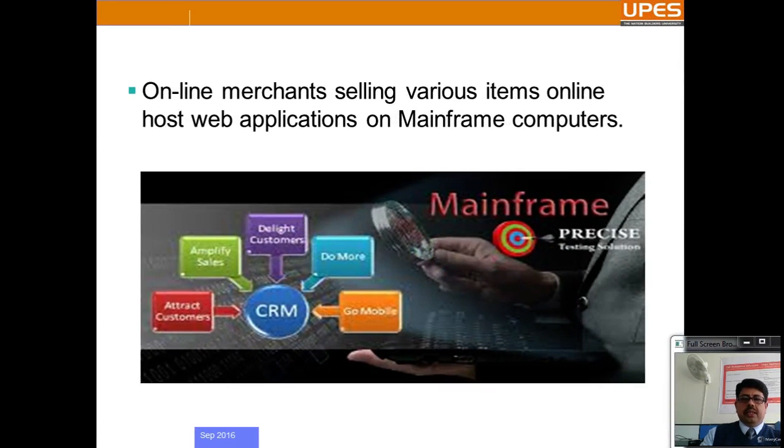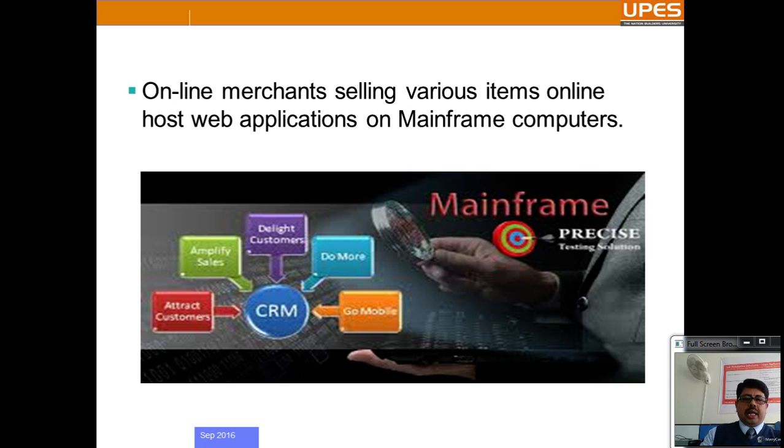In the same way, you can talk about online merchants selling various items, and online hosting of web applications on mainframe computers. In today's world, as you can see, the number of users going online is increasing. They purchase items online. There are a number of online shopping sites, and a number of users executing in parallel on them.